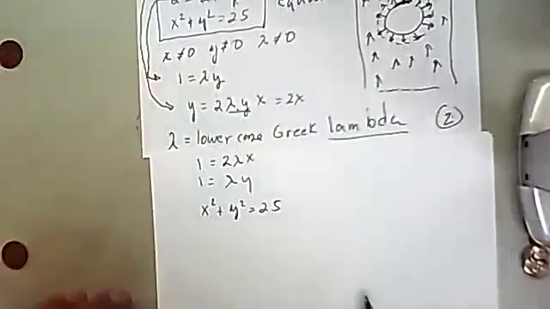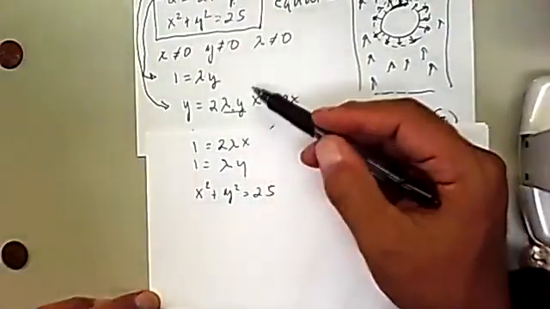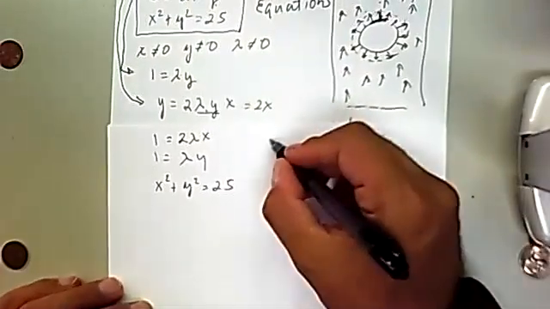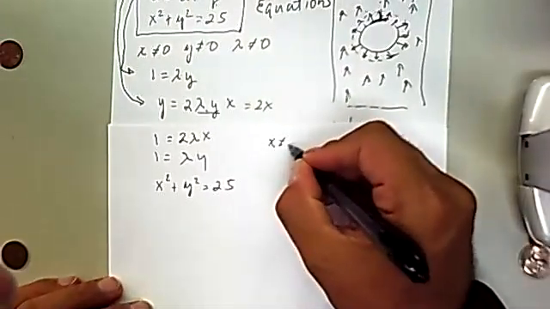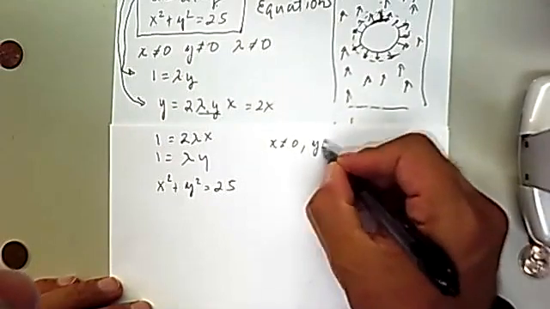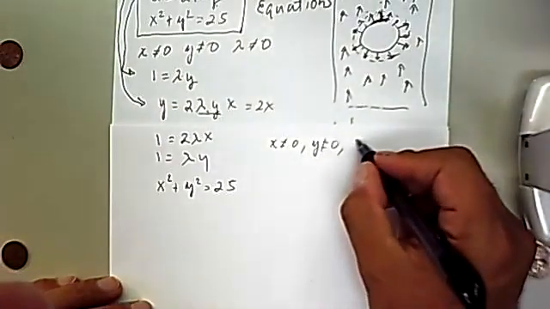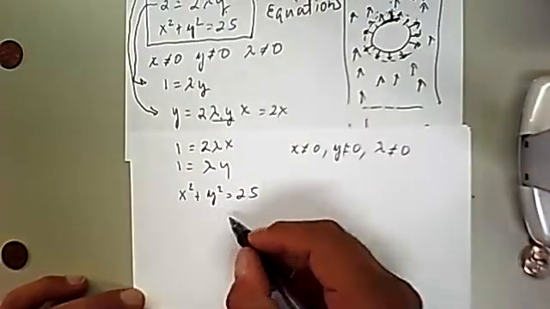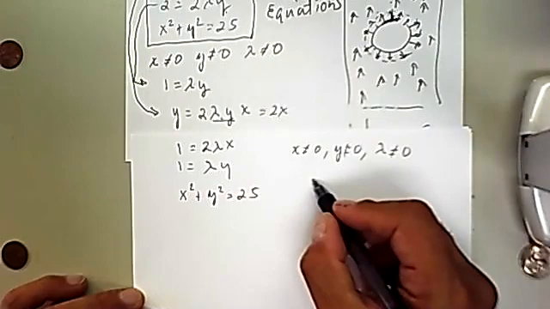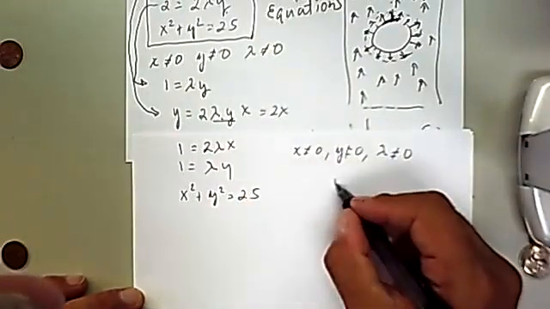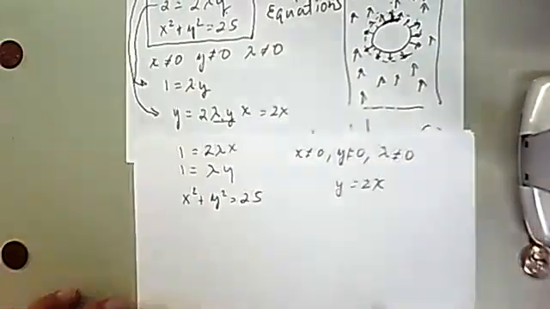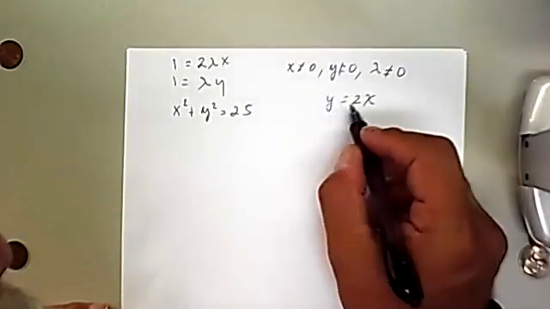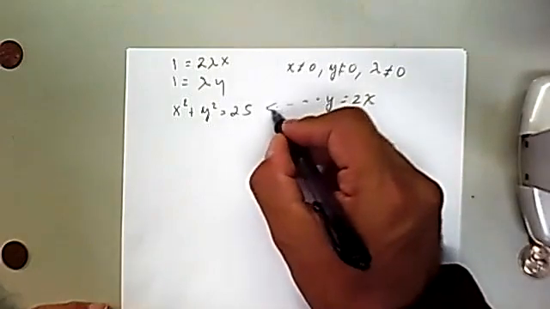And then we have a new equation that came from that. Let me write down that we did not have zeros. x cannot be 0, neither can y be 0, nor can lambda be 0. Okay. And we have a new equation. There it is, y equals 2x. So we can substitute this equation in here.